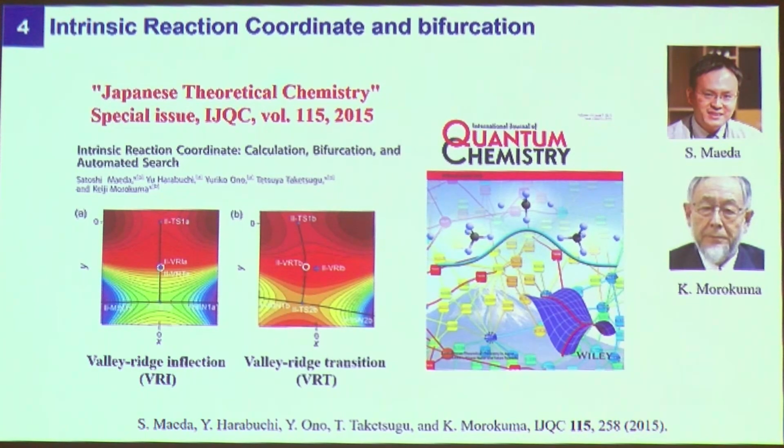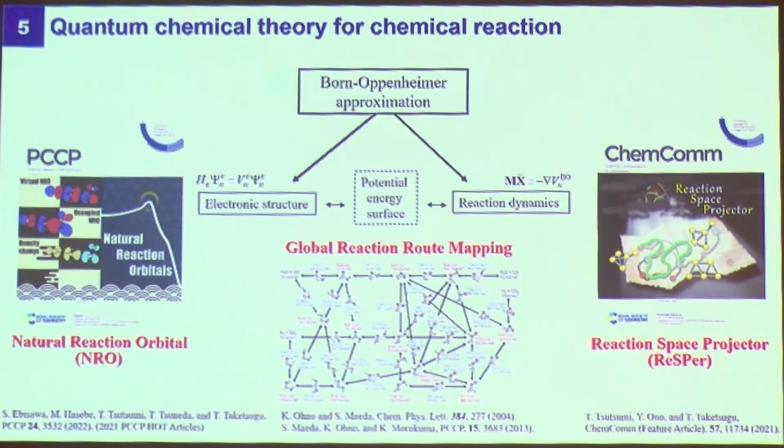Morokuma was the person who first calculated IRC for a real molecule in 1977. And I have interest in reaction path bifurcation. And Maeda developed the automated reaction path network method. So this leads to the reaction path network concept. So now we replace the single IRC with reaction path network by using Maeda's method.